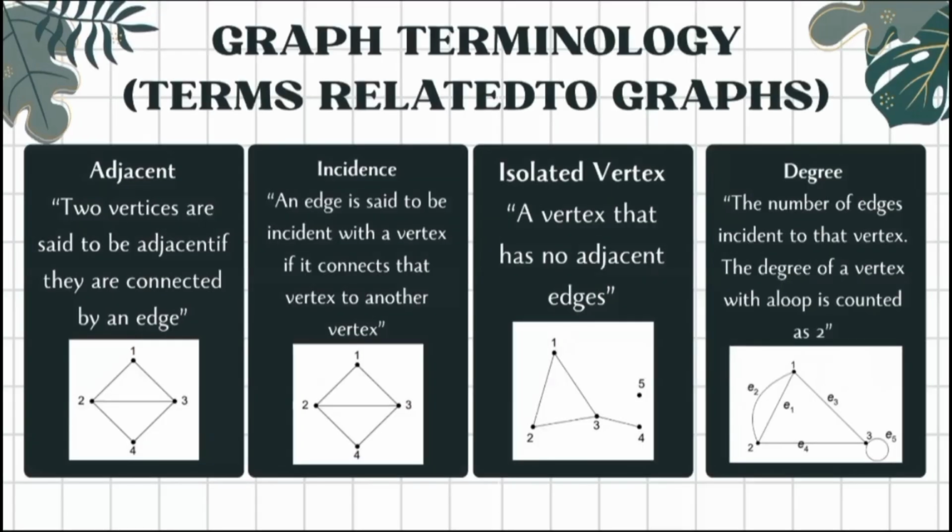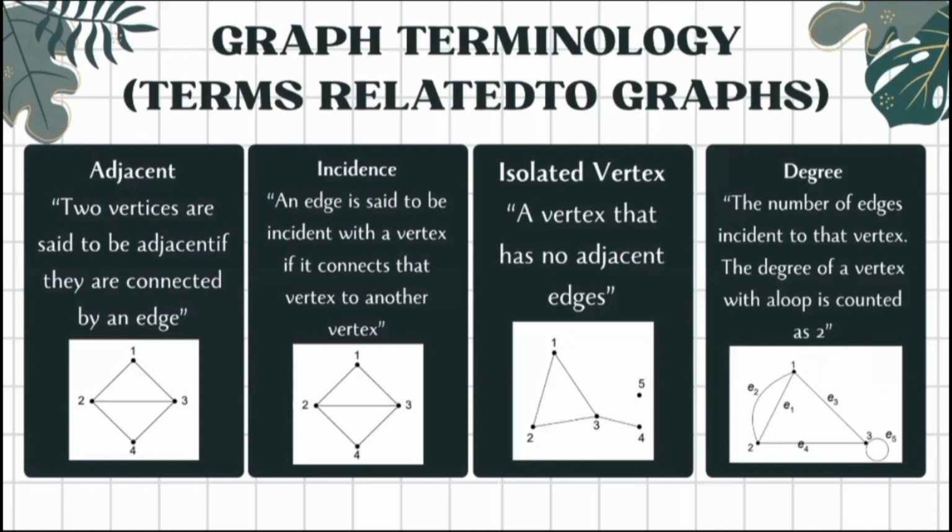Next, we will discuss graph terminology. Terms that are often used in graphs are as follows. First, adjacent: 2 vertices are said to be adjacent if they are connected by an edge. In the example below, node 1 is adjacent to nodes 2 and 3. Node 1 is not adjacent to node 4.